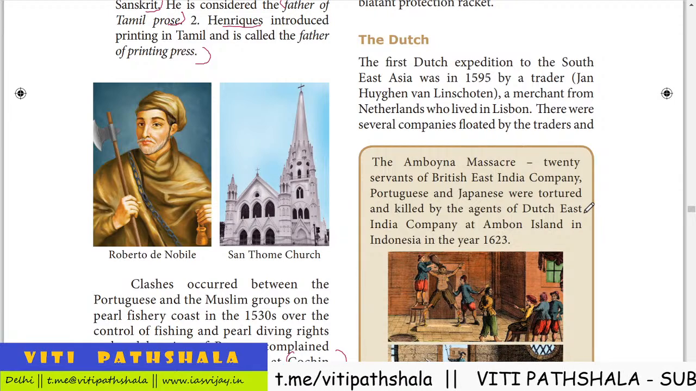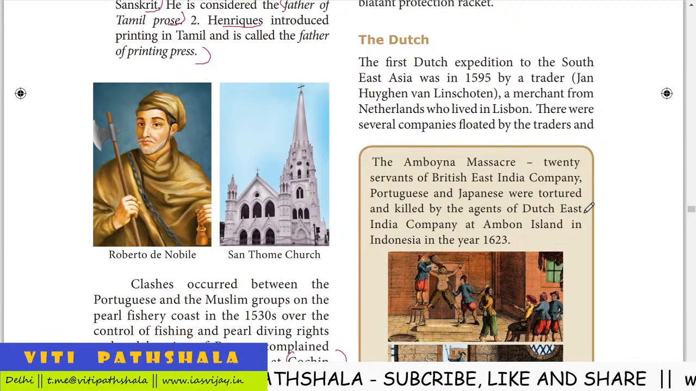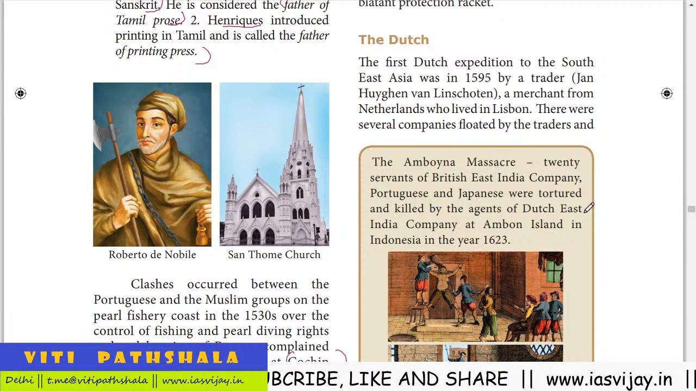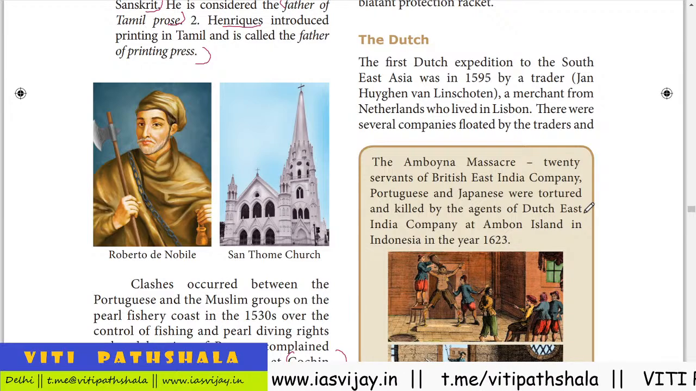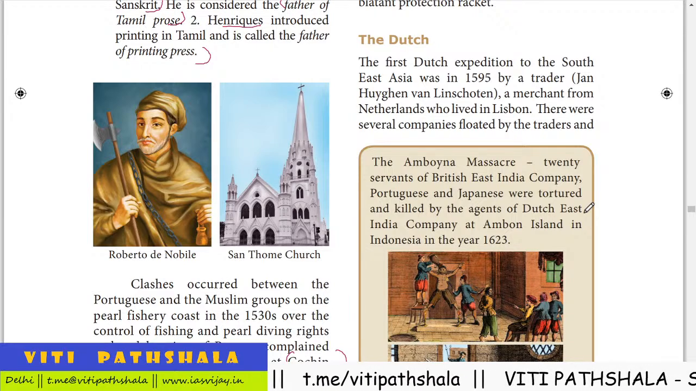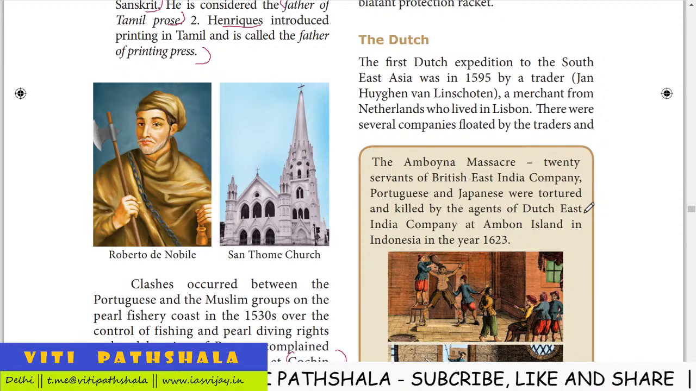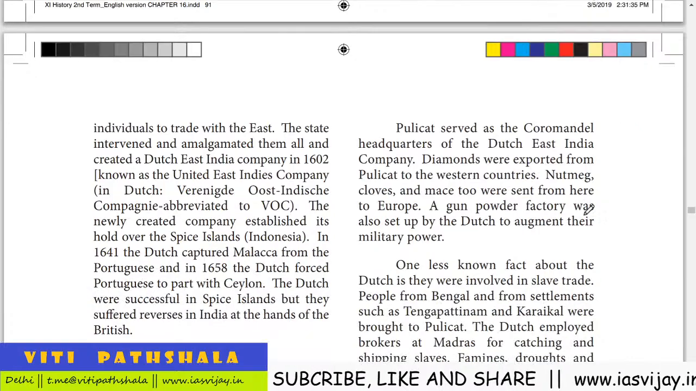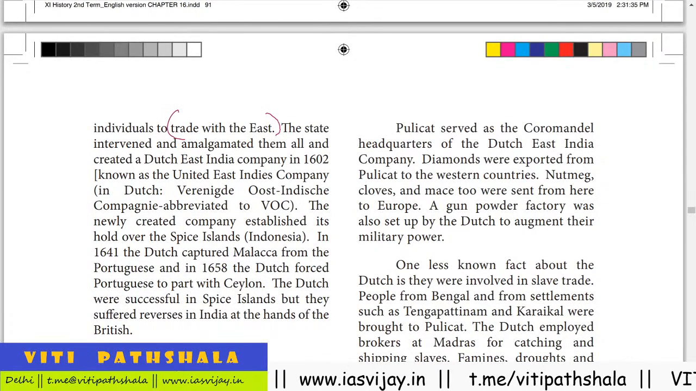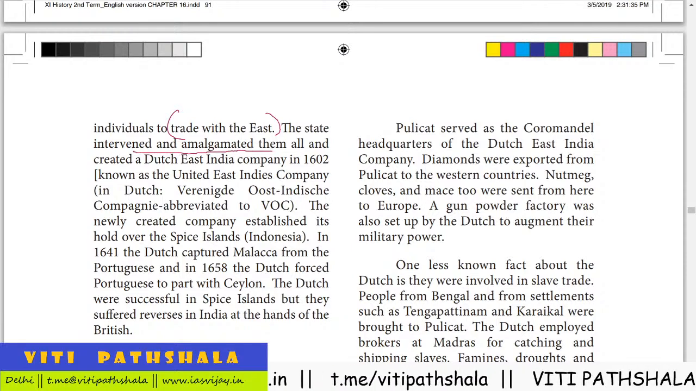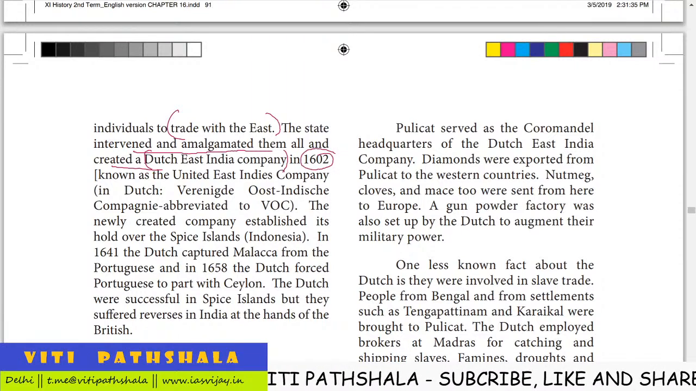The first Dutch expedition to Southeast Asia was in 1595 by a trader Jan Huygen van Linschoten, a merchant from the Netherlands who lived in Lisbon. Now there were several companies floated by the traders and individuals to trade with India. Now the state intervened and they amalgamated them all and created the Dutch East India Company in 1602.